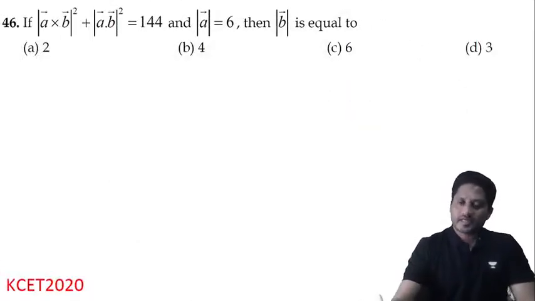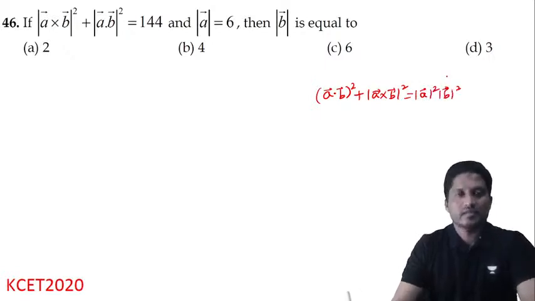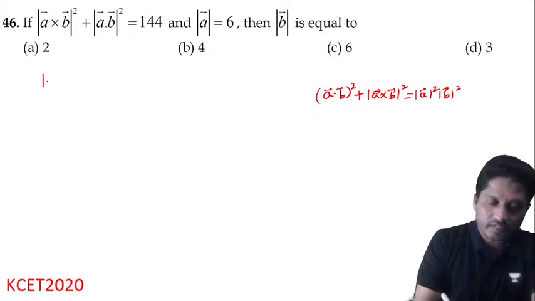We have done Lagrange's identity. In the previous year papers we have done dot the whole square plus cross the whole square. Dot the whole square plus cross the whole square is equal to mod A square into mod B square. That is Lagrange's identity. So mod A square into mod B square is equal to 144.